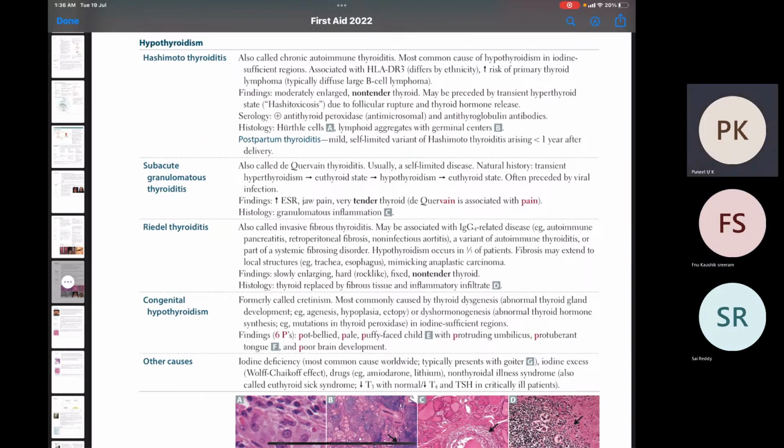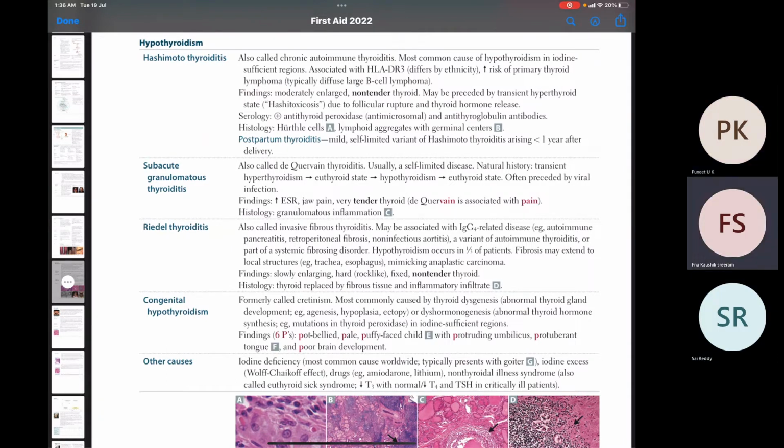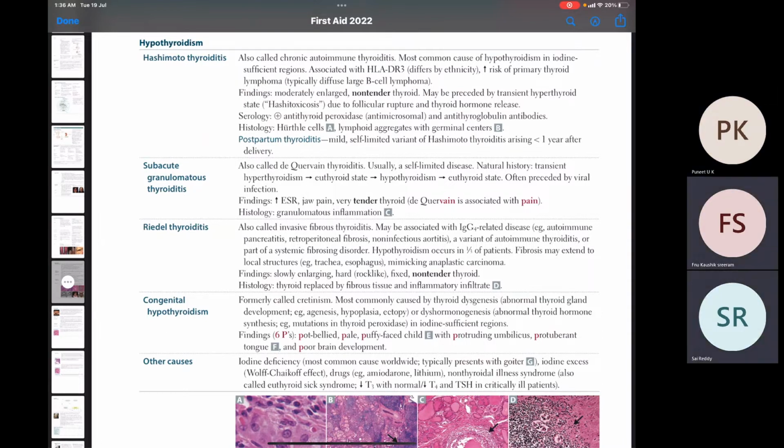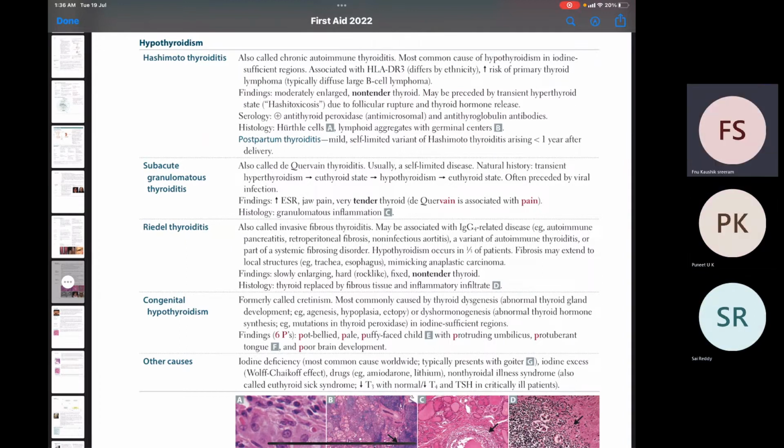Congenital hypothyroidism. So see, it's congenital. Think. I feel like the mother will have less T3, T4.